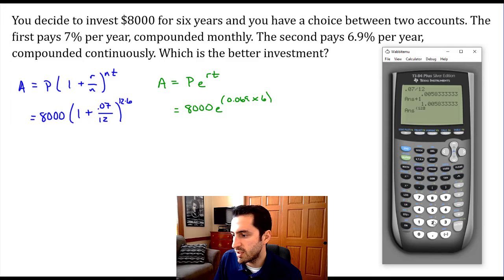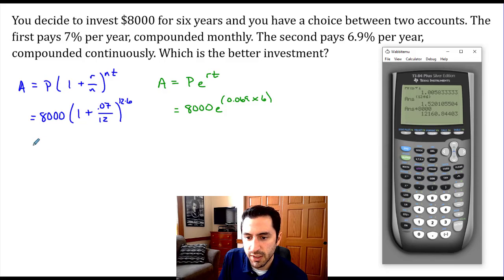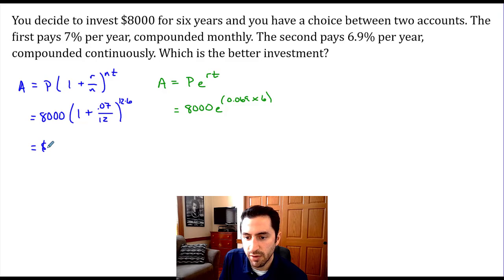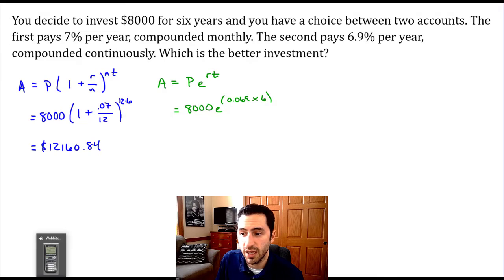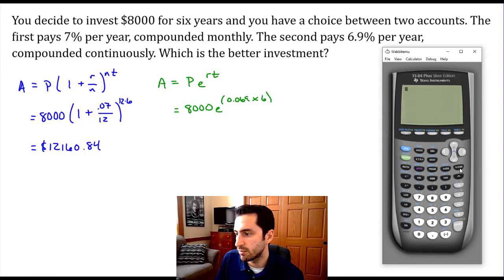So in parentheses, I will type 12 times 6, which is 72. That gives me 1.52-ish. And then the last step is we're going to multiply this by 8,000. Multiplying by 8,000, we end up with a future value of $12,160 and about 84 cents. So I'll write that down here quick. So we have about $12,160.84.